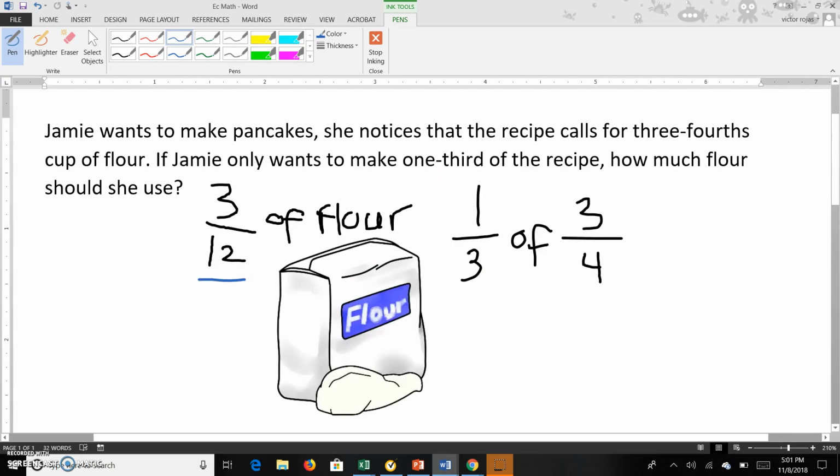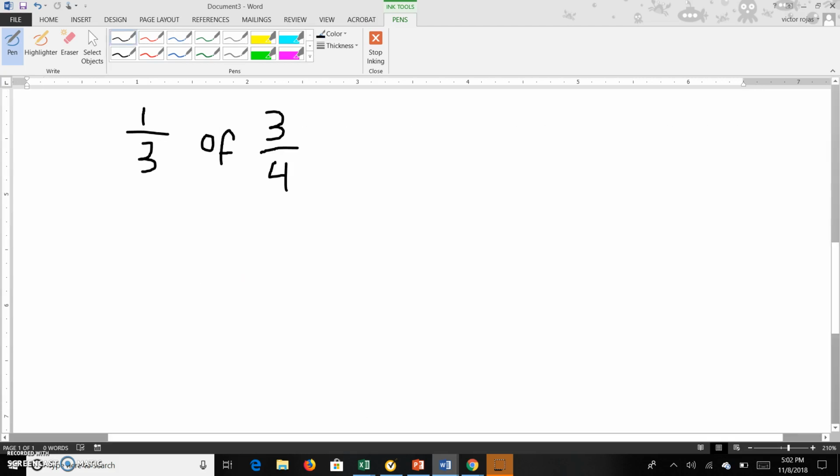If we compare our current answer to our previous answer, we would see that we get the same answer. 3 equal parts of 12. 3/12 of flour. Now we will solve this problem using the algorithm.